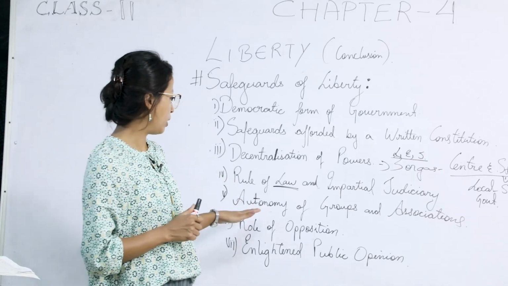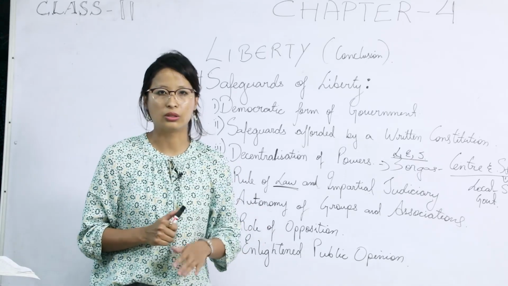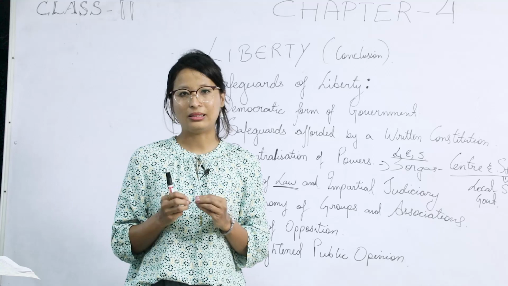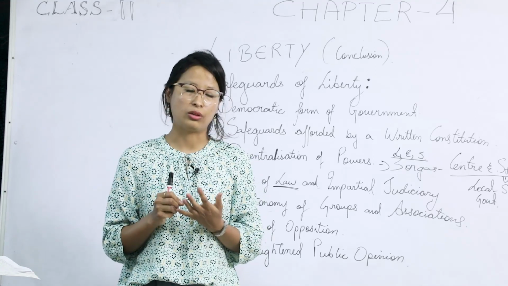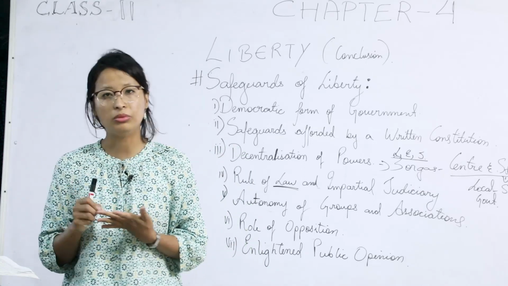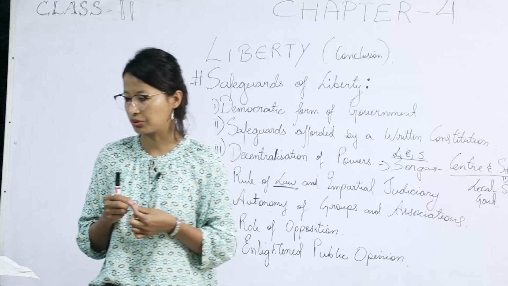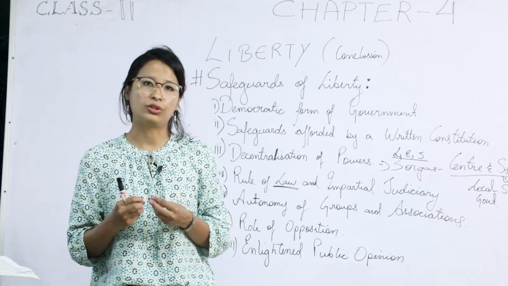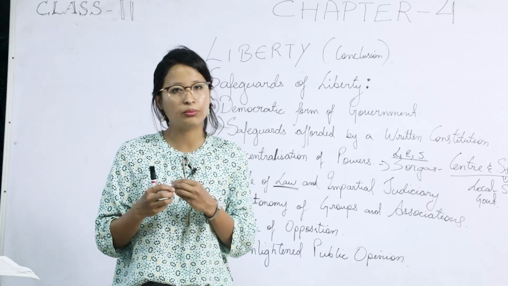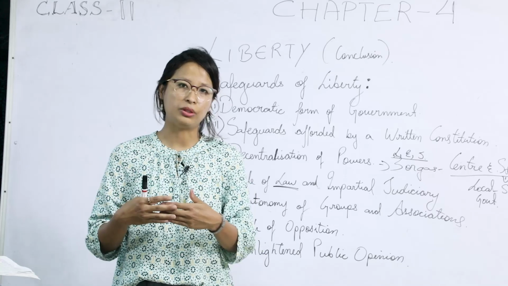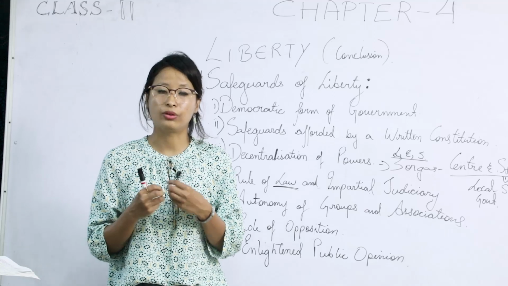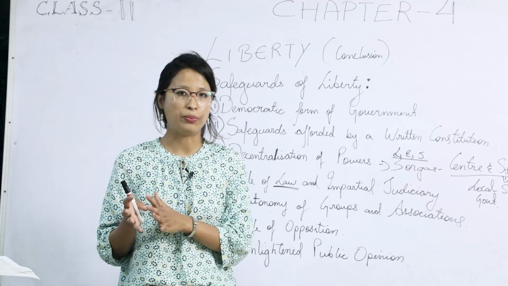Now, point number 5, we have autonomy of groups and associations. Autonomy of groups and associations refers to the various organizations or groups in existence that are working for the benefit of education. We have trade and business associations also, and religious associations also. Now, what is the need of these associations? They play the role of a link between the people and the government, so that the policies the government is making are in the interest of the masses, the people.